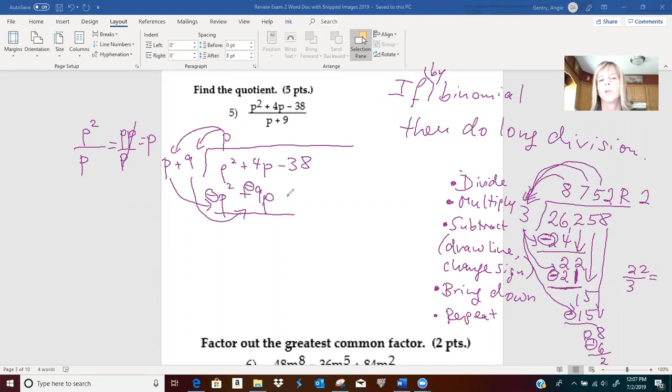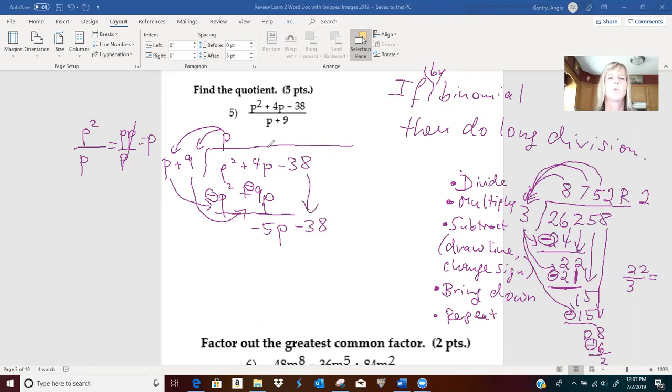And I always circle my new sign so I don't get confused. P squared minus p squared is gone. 4p minus 9p is negative 5p. So over there, once you subtracted, you brought down the next one. Well, that's exactly what we do here. We just subtracted, and now we're going to bring down the next one.